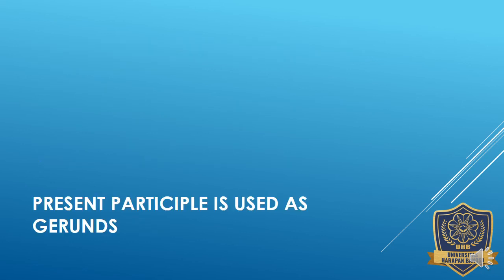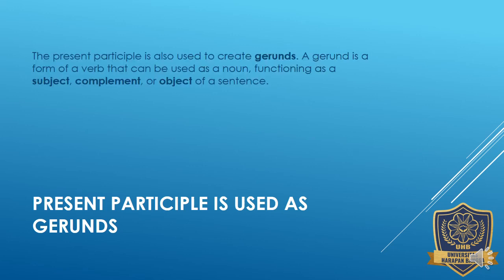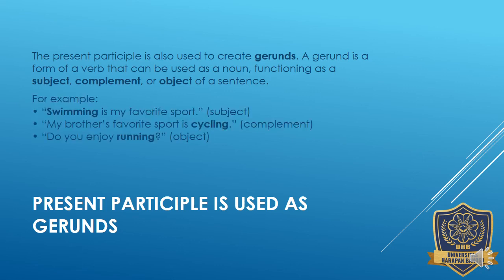Now, present participle is used as gerunds. The present participle is also used to create gerunds. A gerund is a form of a verb that can be used as a noun functioning as a subject, complement, or object of a sentence. For example, swimming is my favorite sport.